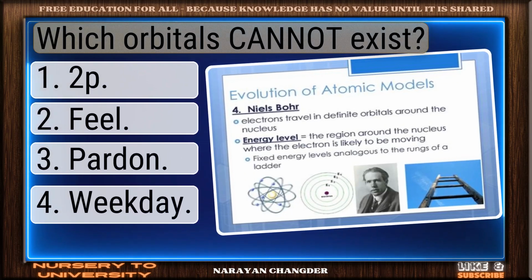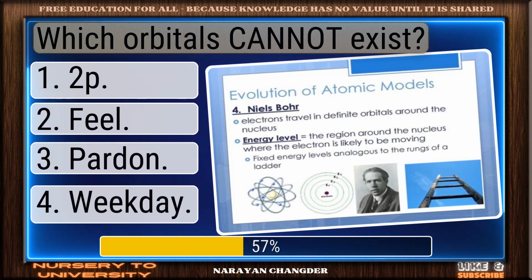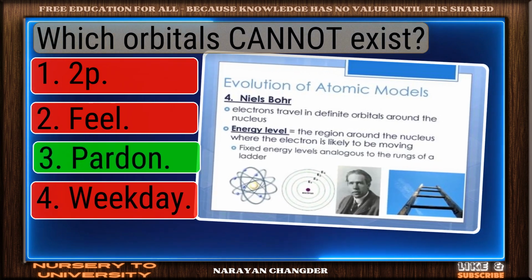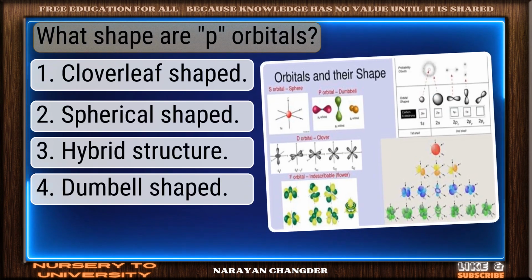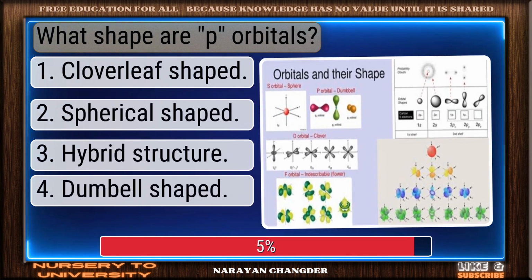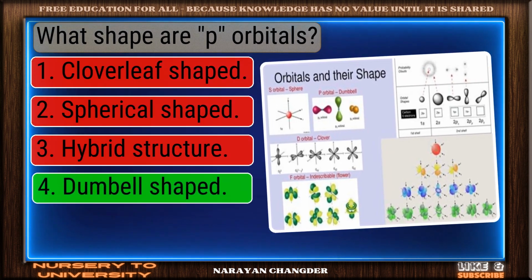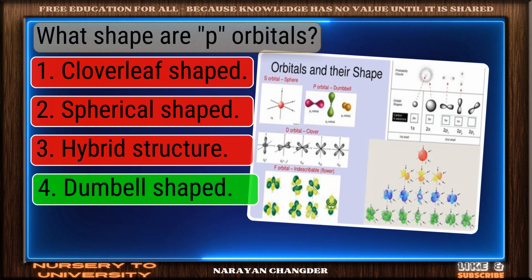Which orbitals cannot exist? Smart move. Pardon is an accurate answer. What shape are p orbitals? Correct response. Dumbbell-shaped is the most accurate answer.